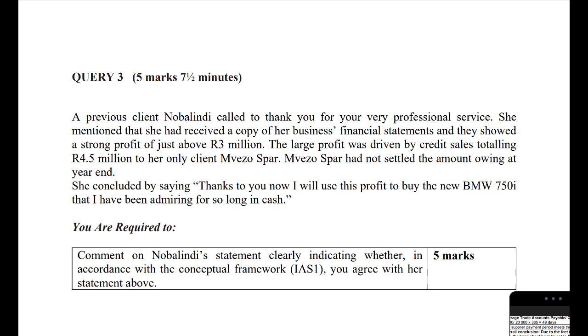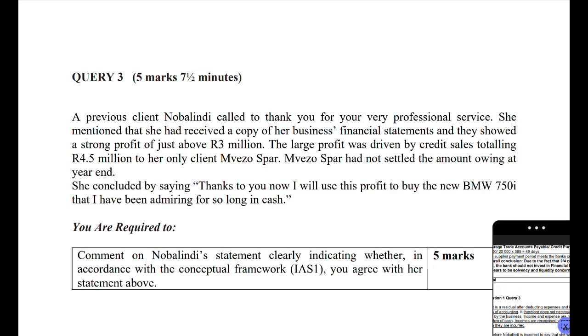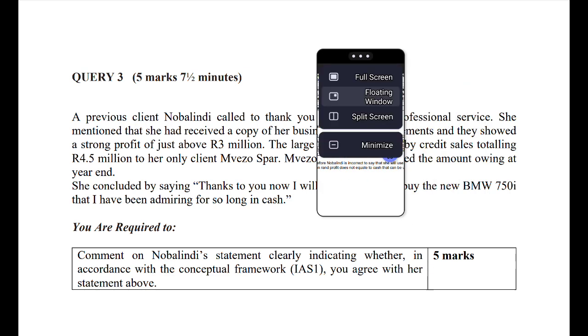Which financial statement will tell you how much cash got into the business? That'll be the cash flow statement, but we're not doing it now. We'll do it later on. So, comment on the statement, clearly indicating whether, in accordance with the conceptual framework, you agree with the statement above. Obviously you do not agree, and you mention this whole concept. So let's open up the memo and see what it says.